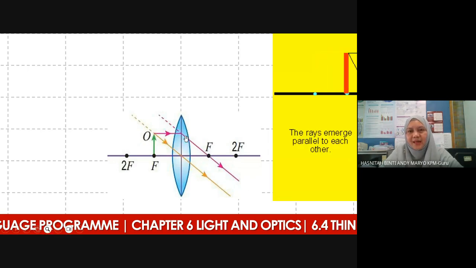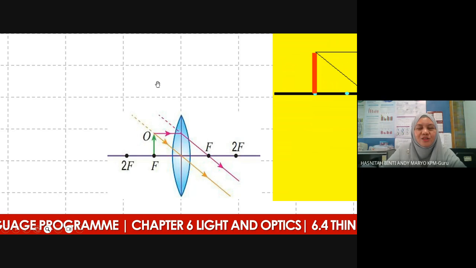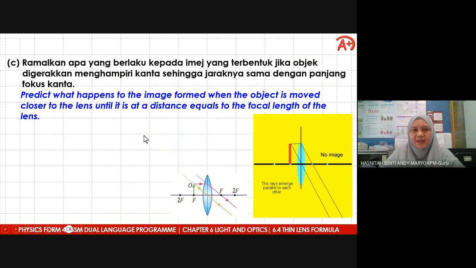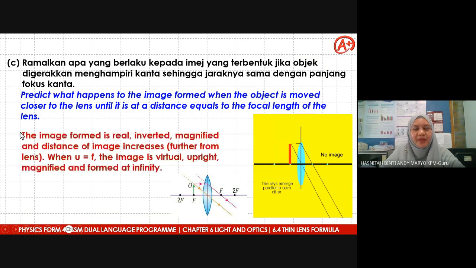So you will see that these two rays will be parallel, meaning there is no chance they will intersect either on the left side or on the right side. So where is the image formed here, students? For this ray diagram, the image will form at infinity. The image formed is real, inverted, magnified, and the distance of the image increases further from the lens.